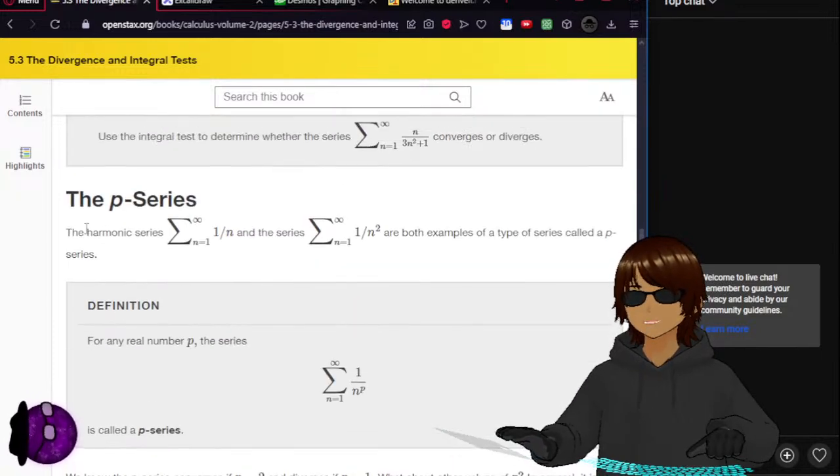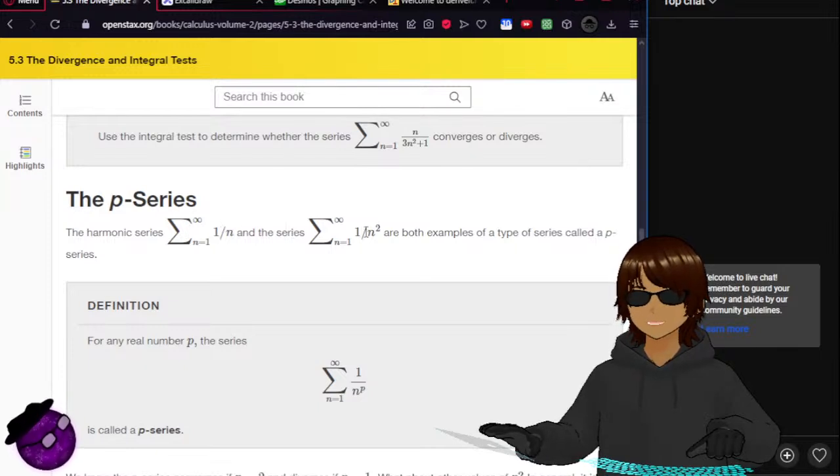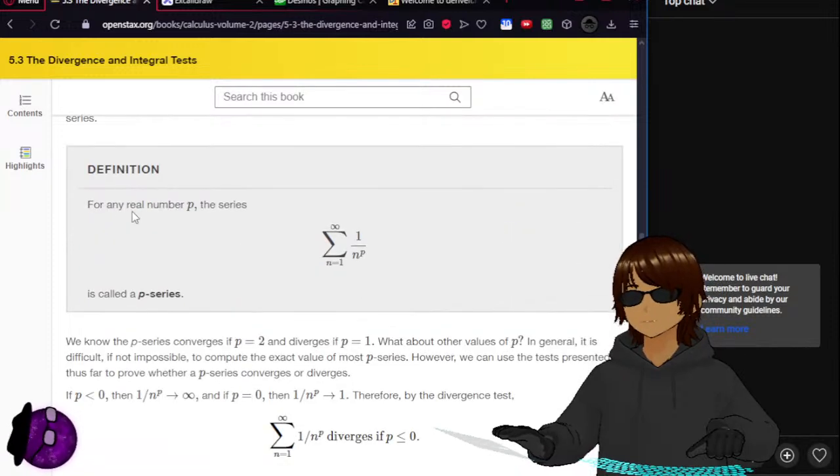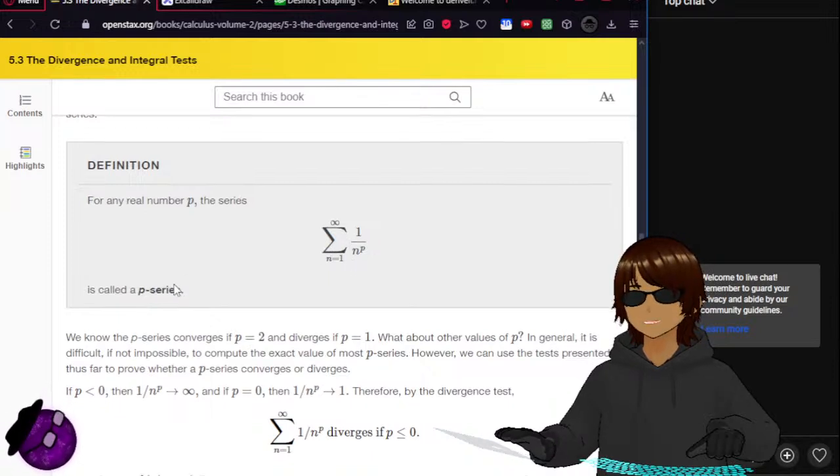The p series, the harmonic series, the sum of 1 over n, and the series sum of 1 over n squared are both examples of a type of series called p series. For any real number p, the series sum of 1 over n to the power of p is called a p series.